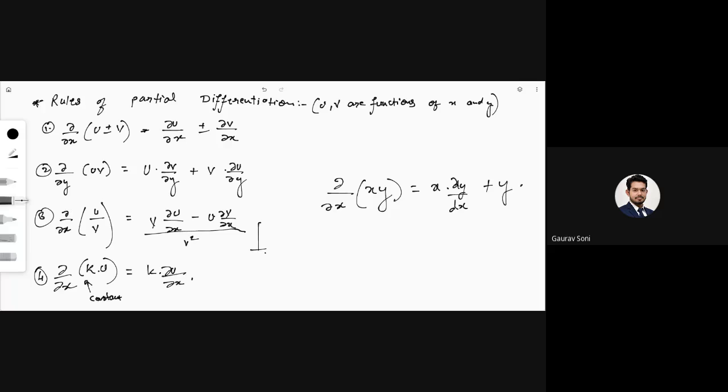Sharvil Joshi. No. Sarvesh. Yes, sir. Can you tell me the answer for this? Whatever is written is correct, or you have something else? Sir, I think it is correct. Yes, it is correct. Okay.